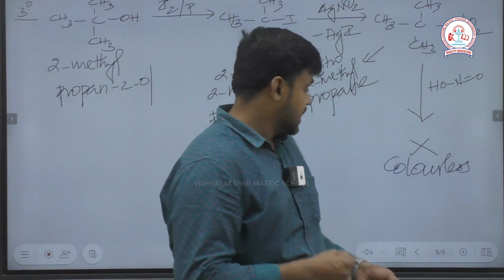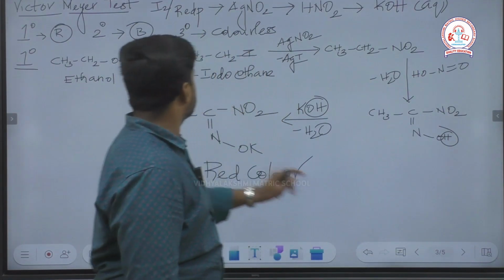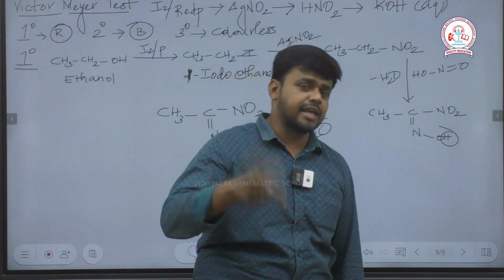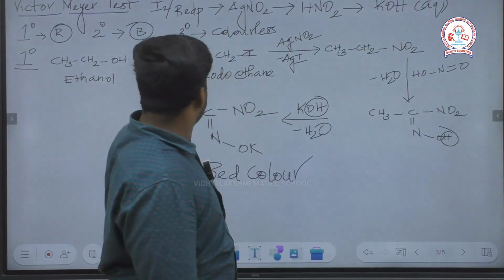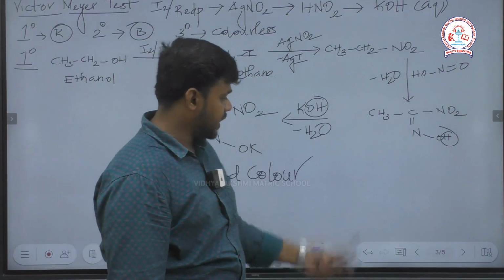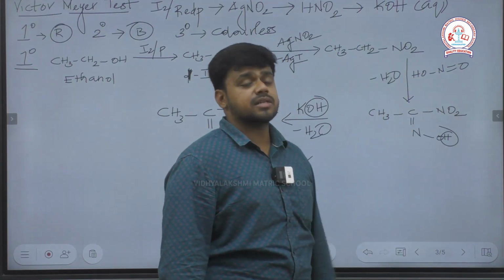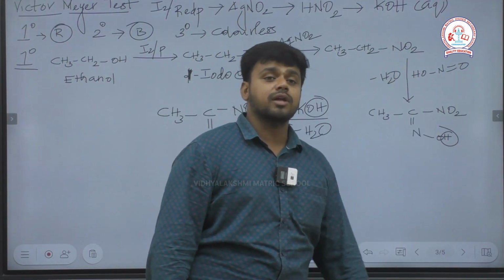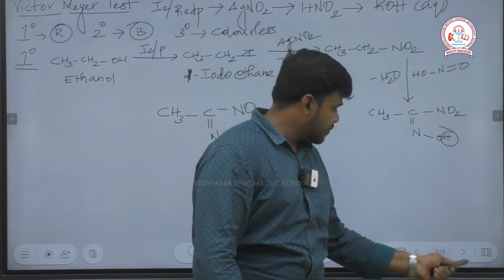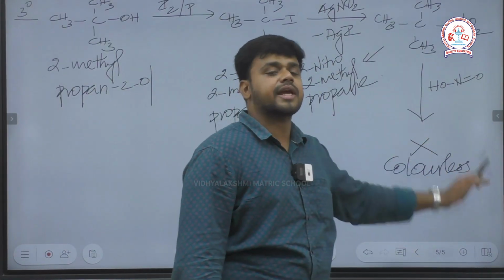When I say Victor Meyer's test, the sequence of the reagents is very important. As I said, the sequence is first iodine in the presence of red phosphorus, then silver nitrite, nitrous acid, then KOH. If we have a primary alcohol, we will get red color, secondary alcohol blue color, tertiary alcohol is colorless. The next thing we need to put in mind is that nitrous acid will react with the compound depending on the number of alpha hydrogens. If we have 2 alpha hydrogens, oxygen will react. If we have only 1 alpha hydrogen, OH will react. If we do not have any alpha hydrogen, the reaction stops.